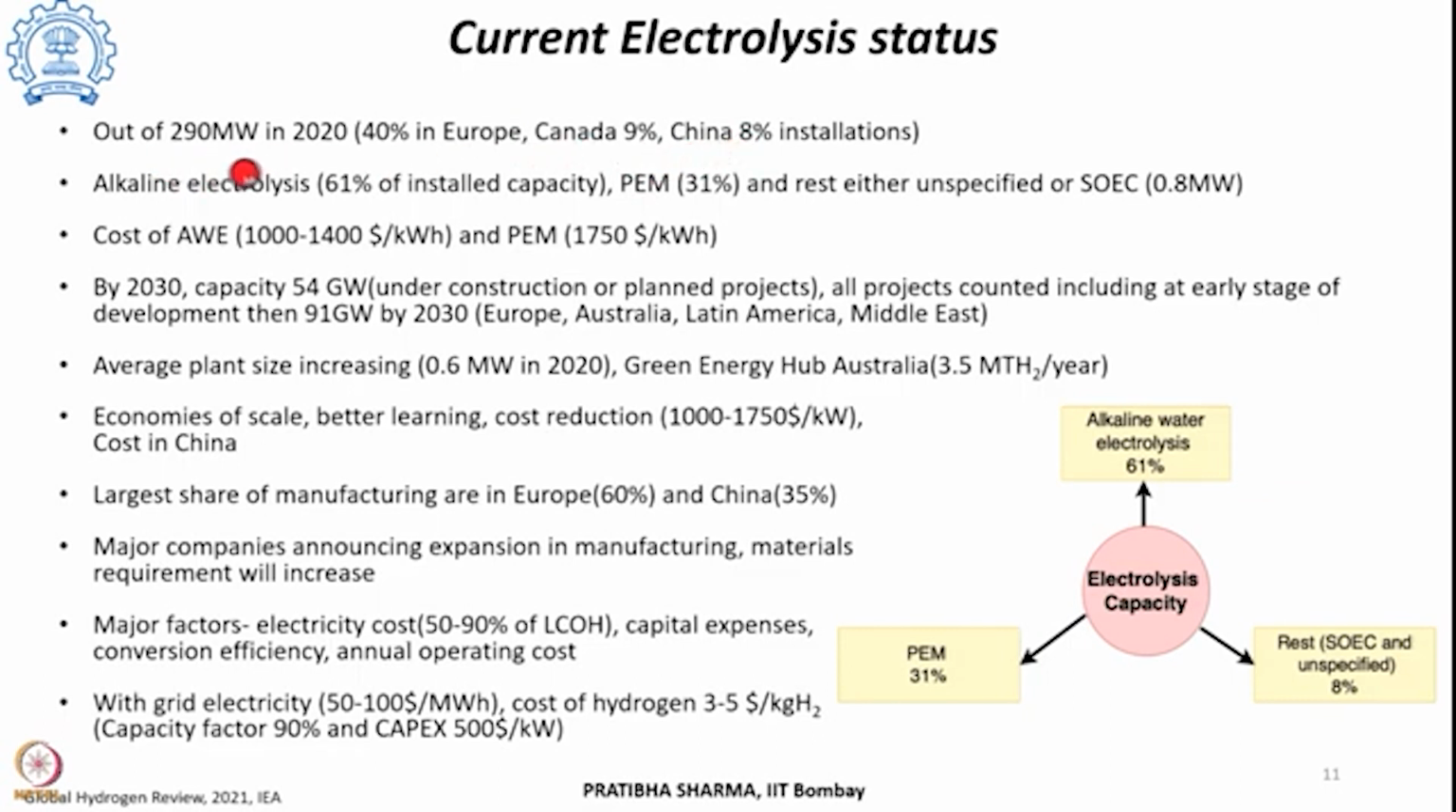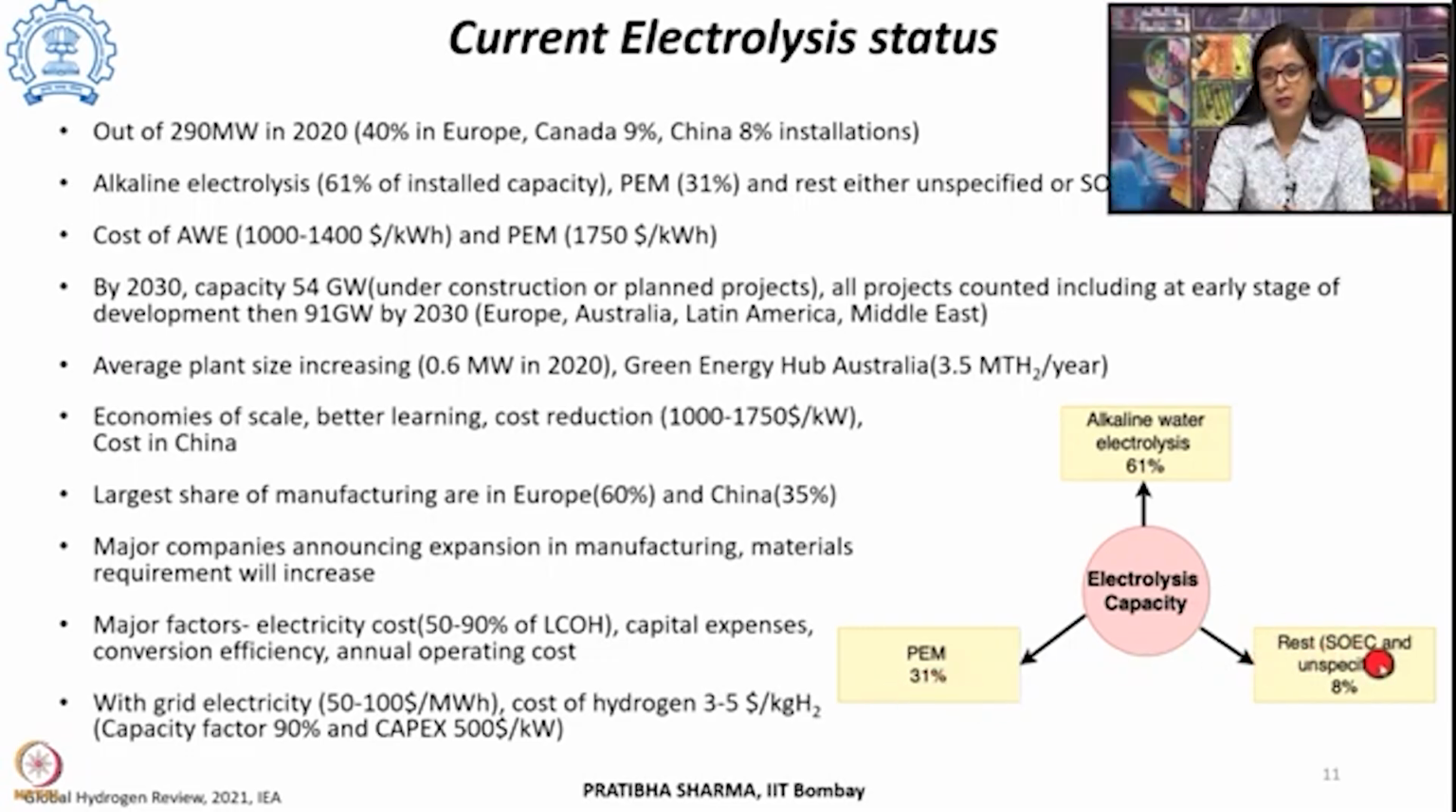And out of this 290 megawatt, if we see the different technologies which we have already studied in this course, alkaline water electrolysis accounted for 61% of the total hydrogen production using the electrolytic route. PEM electrolyzer 31%, and the rest are either unspecified or SOEC, solid oxide electrolytic units. The cost of alkaline water electrolysis lies in the range of $1000 to $1400 per kilowatt hour. For PEM it is around $1750 per kilowatt hour.